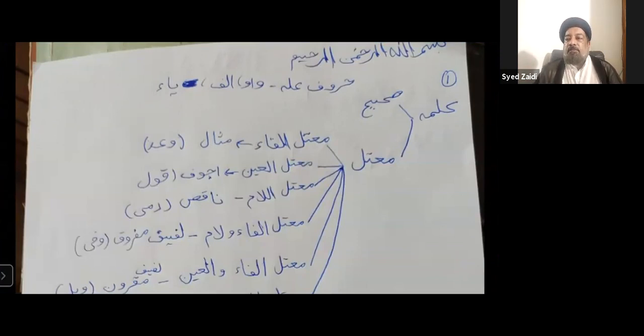Now, because the two letters, fa'ul fi'il and ainul fi'il, are next to each other, and both of these letters are from harf illa, therefore it's called lafif maqroon.